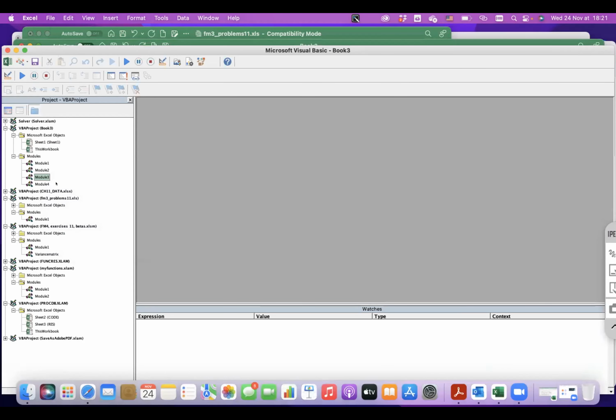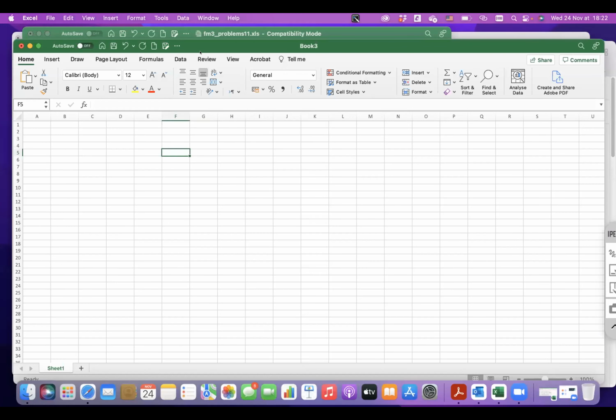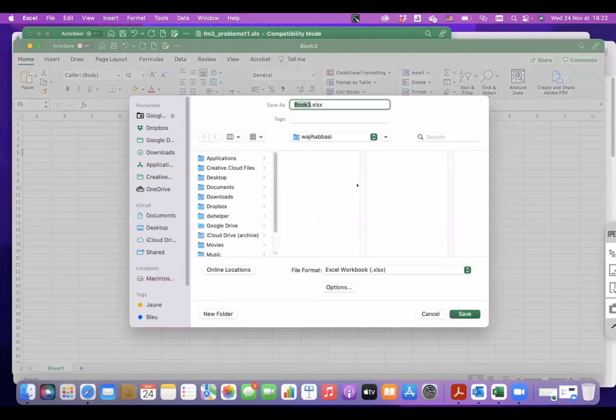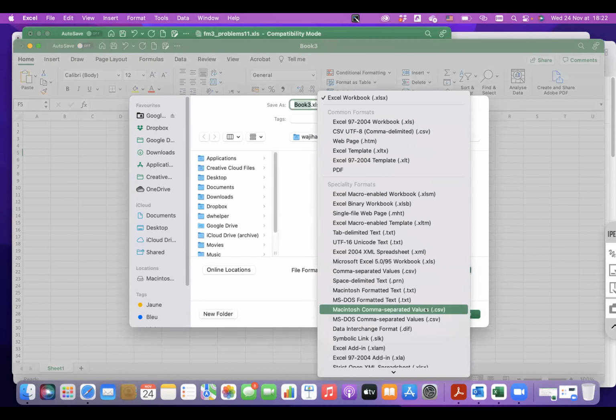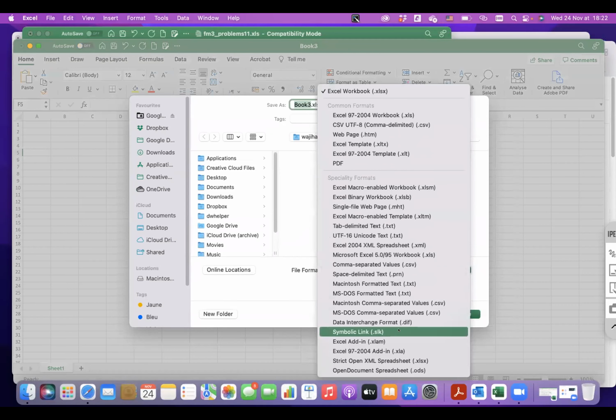Now, please close the Microsoft Visual Basic window, all right? Then go to your Excel file and save it. Now pay attention. When you click on save, the file format is not the Excel workbook. Please select Excel add-in, with extension XLAM.